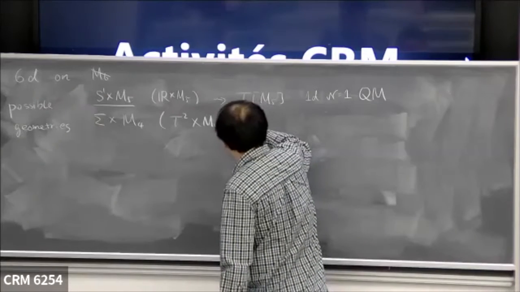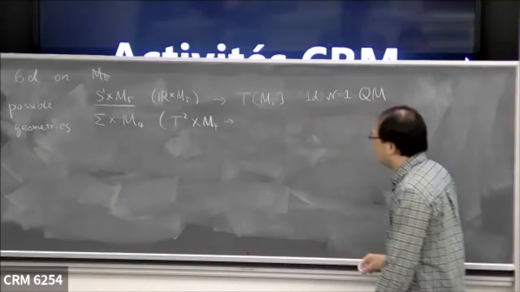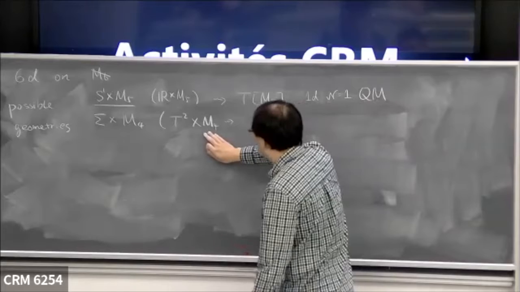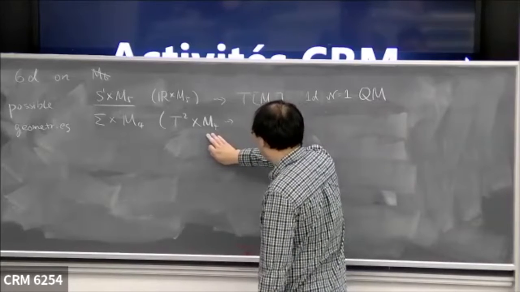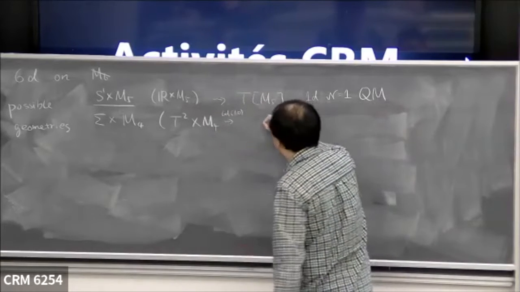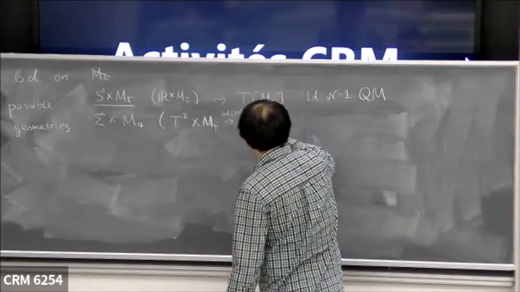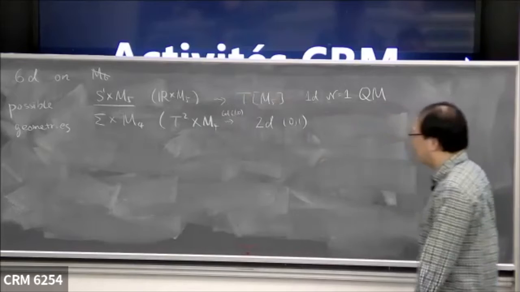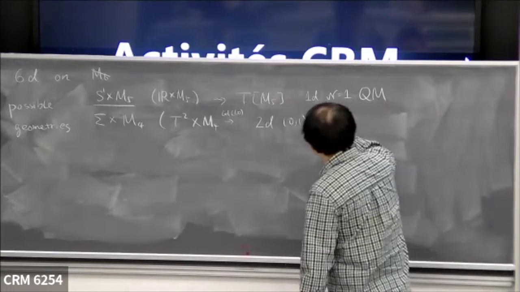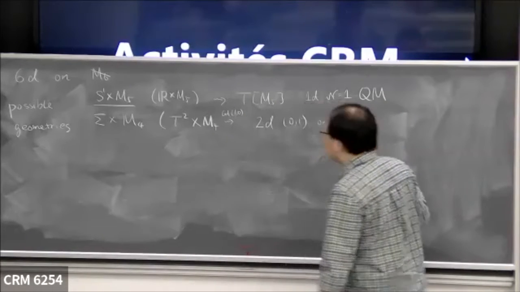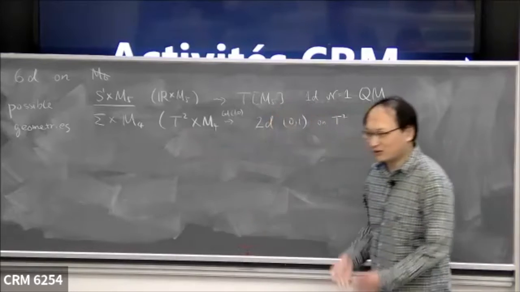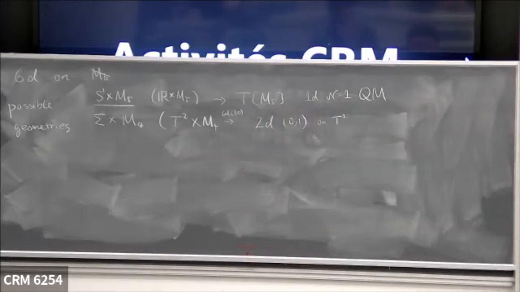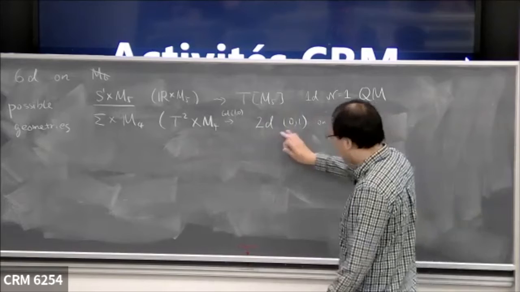And then in this case, if we reduce a 6D (1,0) theory on M4, we're going to have a theory that is exactly a 2D (0,1) theory on T2. For this purpose, I can just take T2 to be R2. So that would be the same. So then what can we do?